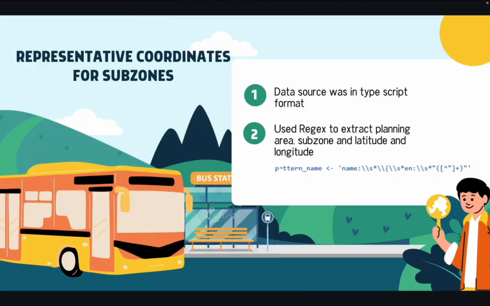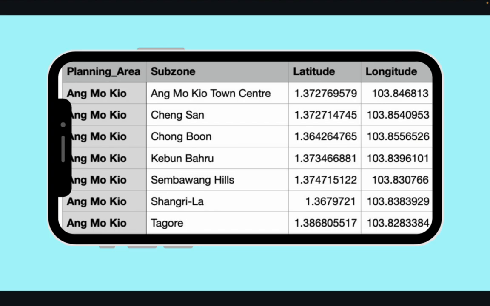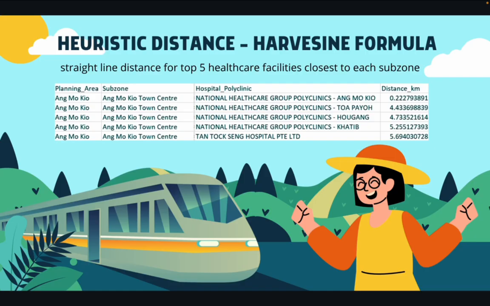Since our data source was in TypeScript format, we used regex in R to extract each subzone's representative latitude and longitude. This is what our final starting point dataset looks like. With both origin and destination coordinates ready, we used the Haversine formula to calculate heuristic straight line distances. This helped us identify the 5 closest public health facilities for each subzone.